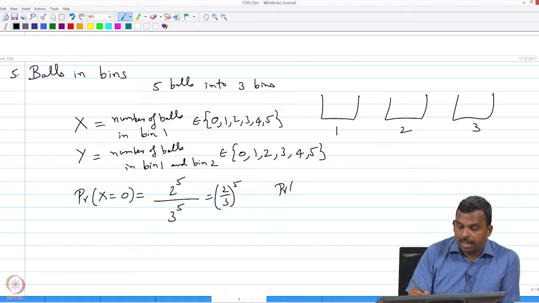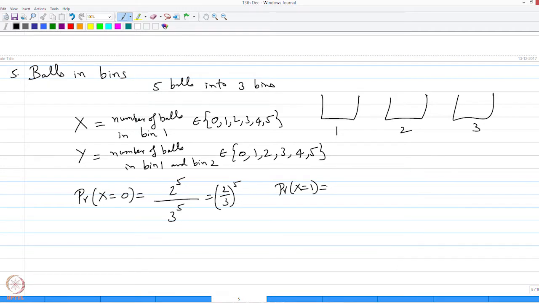Now, what about probability that x equals 1, that exactly one ball went to bin 1. Once again, denominator is 3 power 5. What about the numerator? One ball should go into bin 1, and that could be any one of the 5 balls, and then that has only one possibility. The remaining 4 have 2 possibilities each. So, this is again written in some fashion, 5 into 1 by 3 into 2 by 3 power 4. Okay. So, in fact, you can do calculations like this. You can keep doing this for the other cases also.